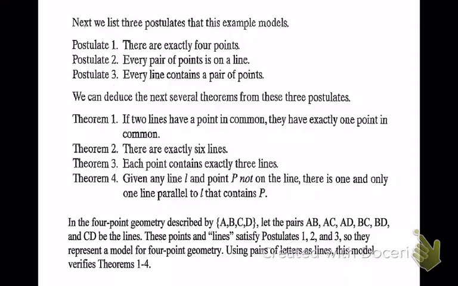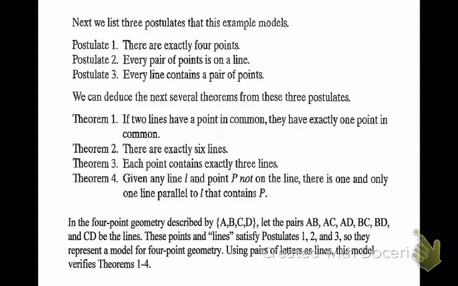So like AB and AD, those are two lines with a common point A. There's only 1 point. A is the only point they have in common. Theorem 2: There are exactly 6 lines. Theorem 3: Each point contains exactly 3 lines, because it's going to touch 3 other points.